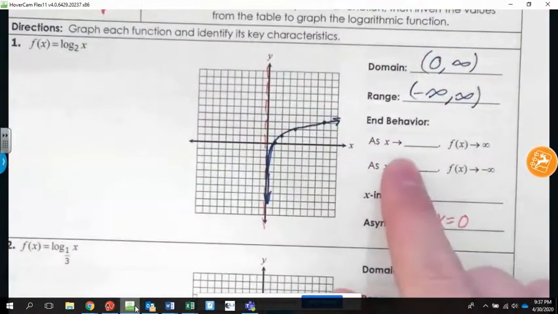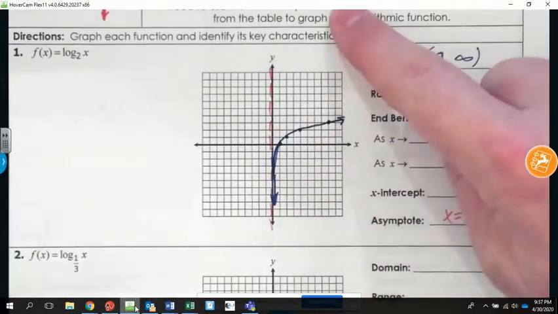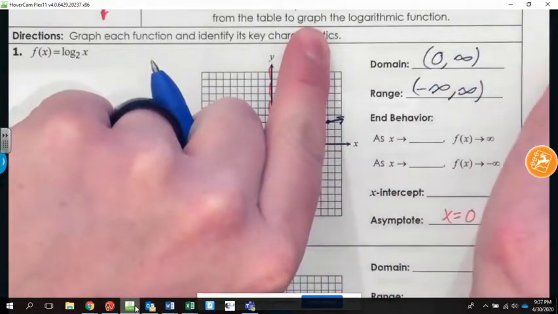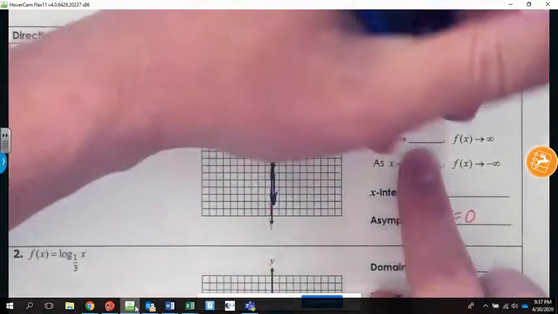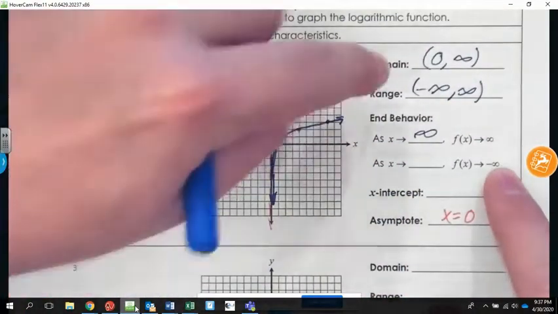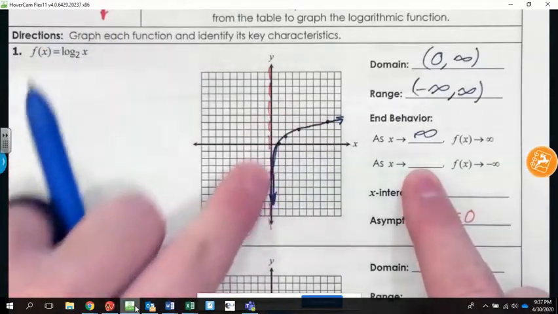Now here we're going backwards from what we've done before. As the y value goes up to infinity, the x value is going to go out that way, so that means that this will approach infinity. And then as the y value goes to negative infinity down this way, the x value will approach 0.